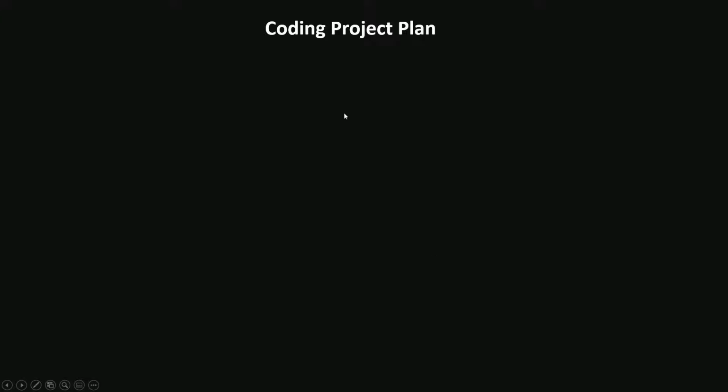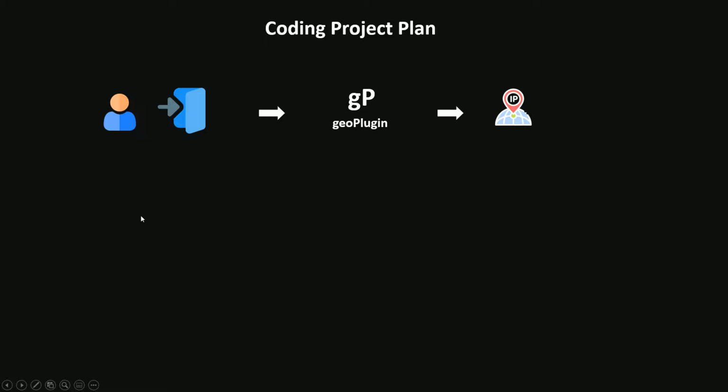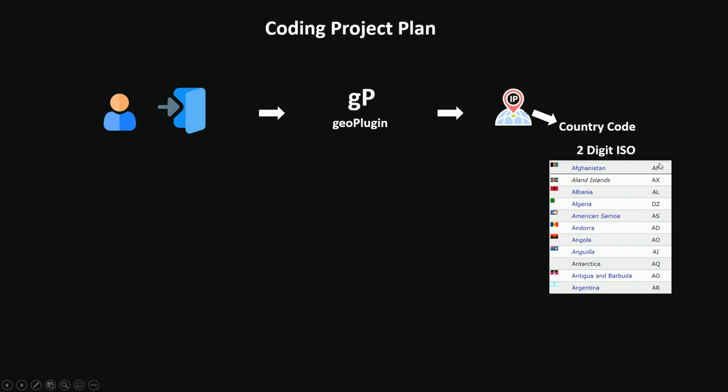So first, let's talk about our coding project plan. When the user enters our app or website, we will use a plugin called GeoPlugin. This is an API. Based on the IP address of the user, it will return the country code of the user, right? So we will get the country code, which is a 2-digit code. This one here is a universal code, so this doesn't change. Instead, the name of the country of the user might change, for example, if the language changes.